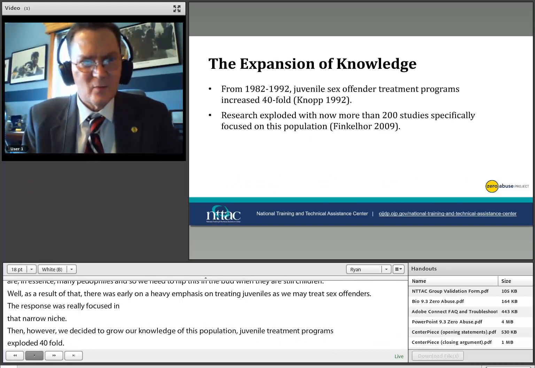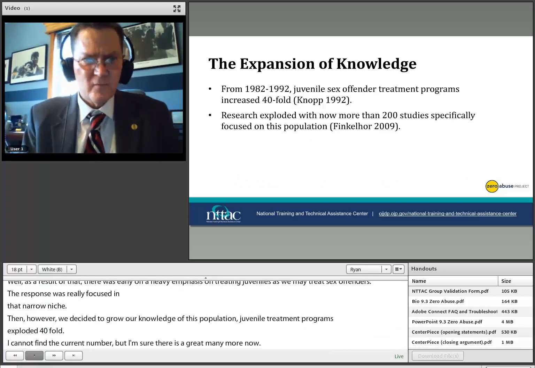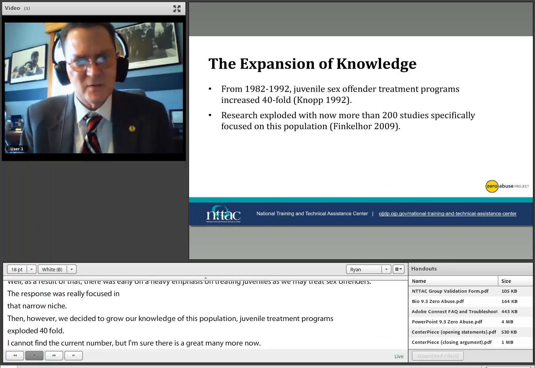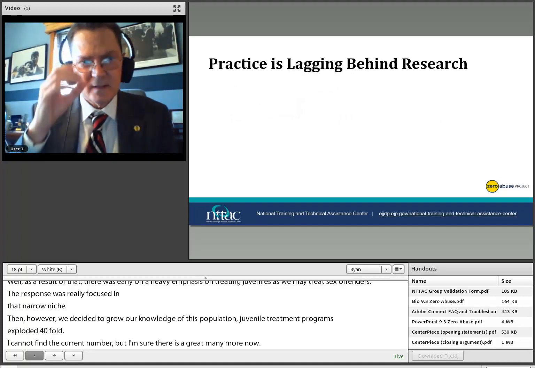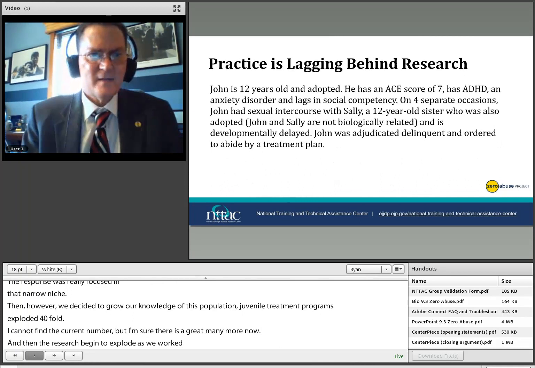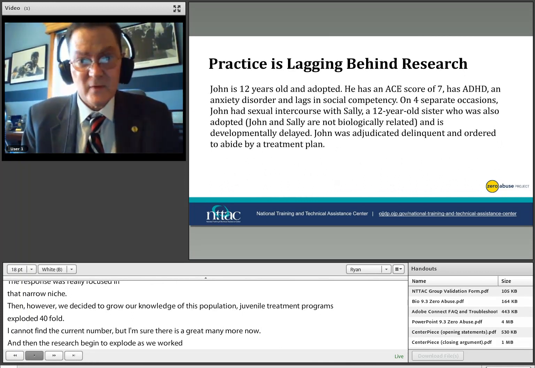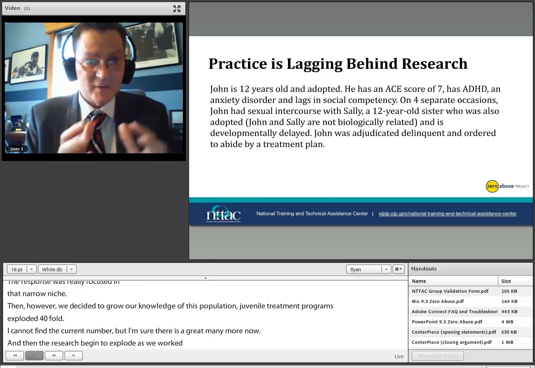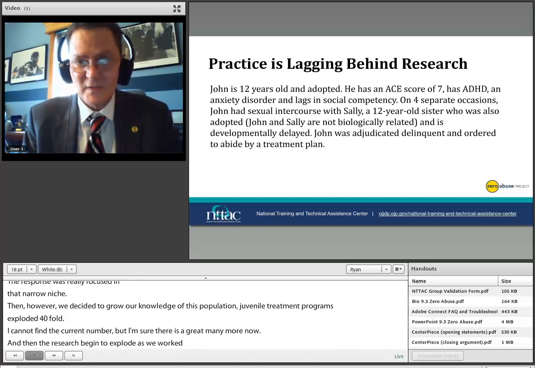Finkelhor in 2009 said as of that year there were well more than 200 peer-reviewed studies specifically on this population, and there are a number of additional studies in the decade plus. And yet, despite this large body of knowledge, oftentimes frontline professionals, our actual practice, our actual work, is lagging behind the research. And I'll illustrate that with this hypothetical case.